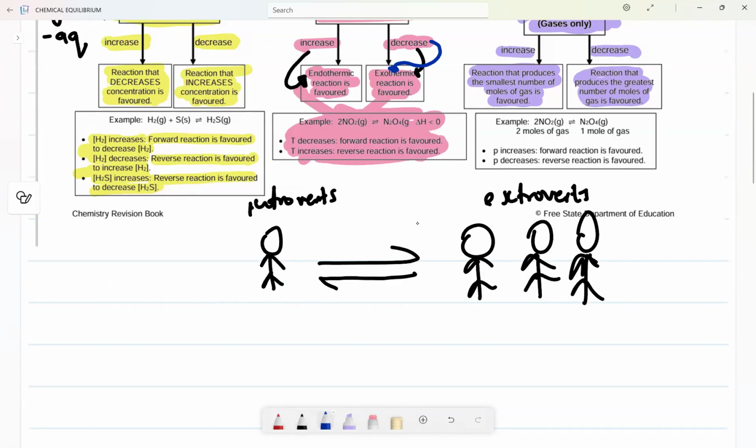Now, what will happen is that, can you see it says that if there is an increase in pressure, the reaction that produces the smallest number of moles is favored. So these are introverts, but they like it when there are only three of them. If you have three people on this side and one person on the other side, we are cool as three friends, and I'm cool as one friend. Okay, that is the principle.